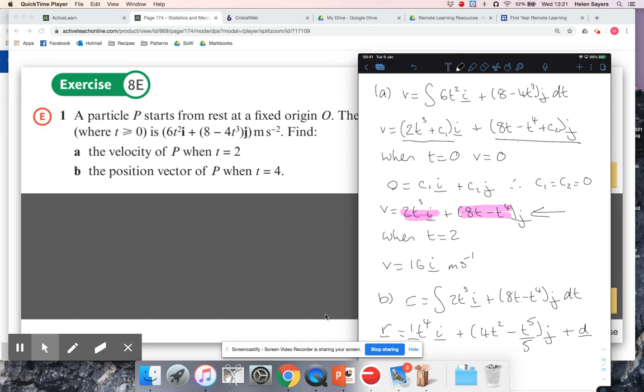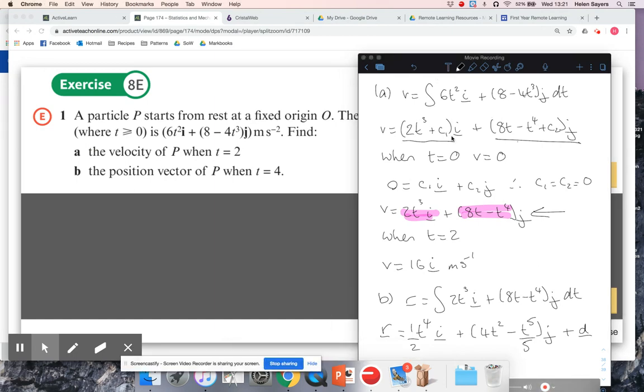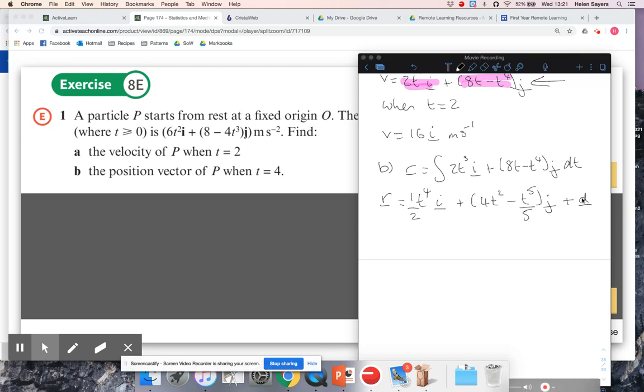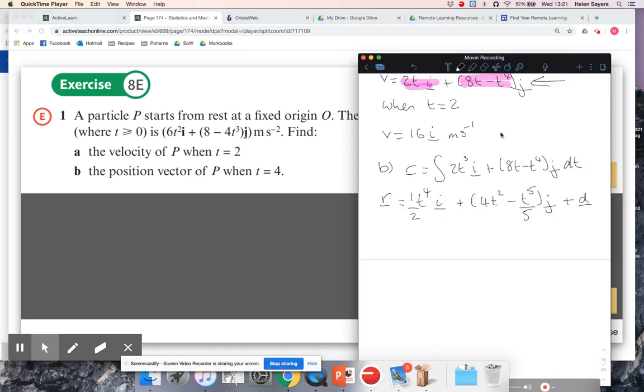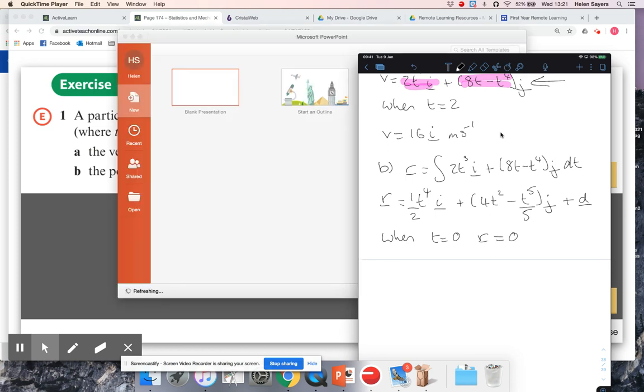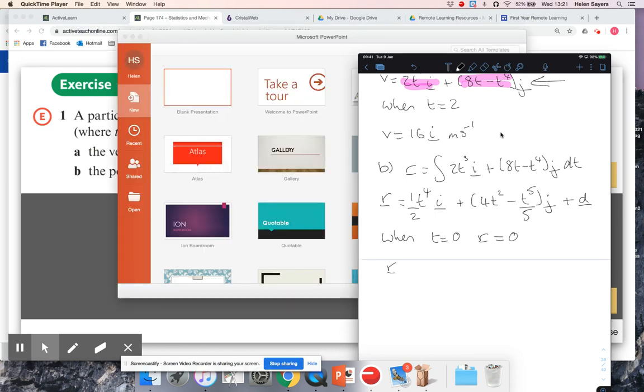So I can just have the constant separately, okay? But that constant is going to be a vector, and it could potentially have an I and a j component, okay? So if we look back, they also tell me here that it starts from rest at a fixed origin. So it's starting at the origin. So when t is 0, position is 0.